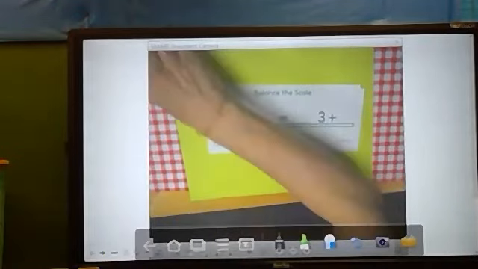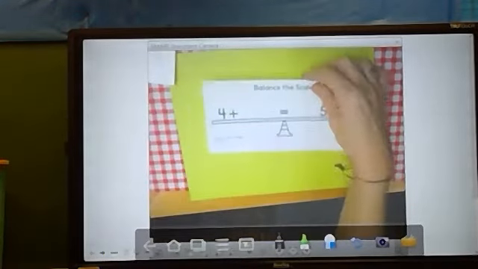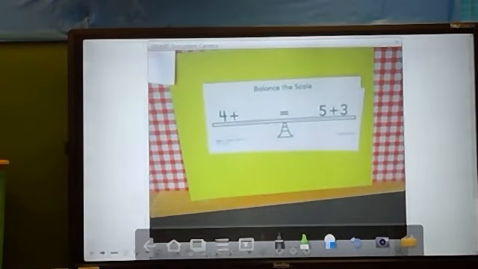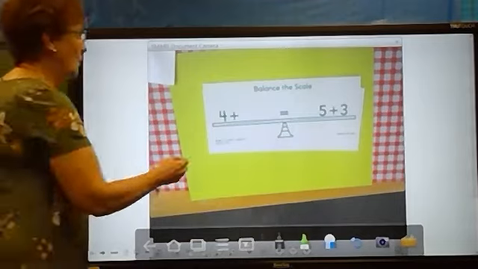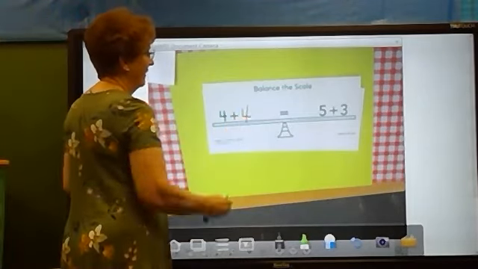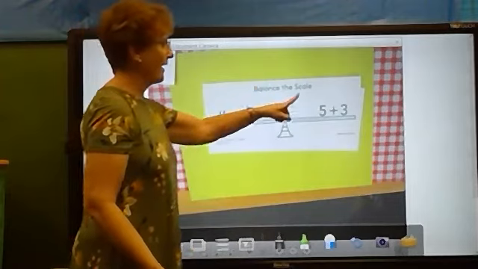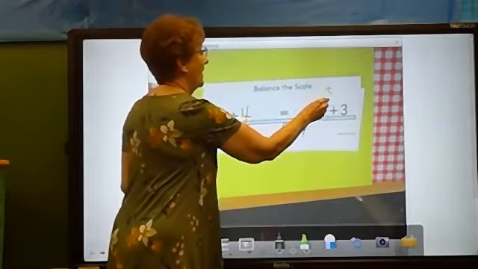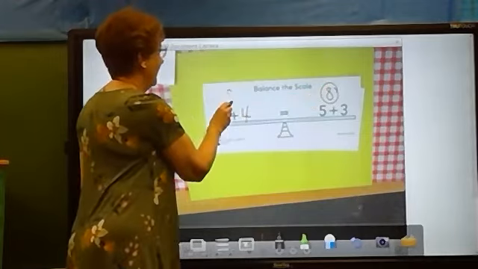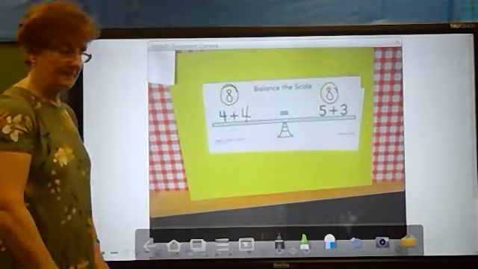Let's try another one. Okay. 4 plus some number is equal to 5 plus 3. Oh, this one's easy peasy. Easy peasy. Did you figure out what the missing addend was? All right, if you said 4, you are absolutely correct. 4 plus 4 equals 5 plus 3 because they both have a sum of 8.